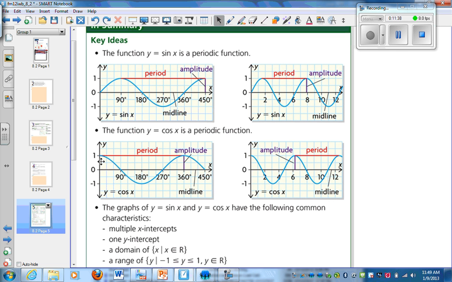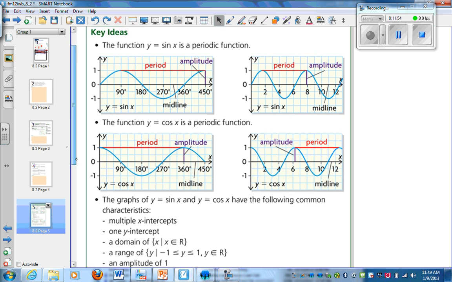Cos is similar to sine, only the cos of 0 is 1. So we start like this. The period is still 360. The amplitude is still 1. And again, we can put this graph where our x values are in radians instead of degrees.